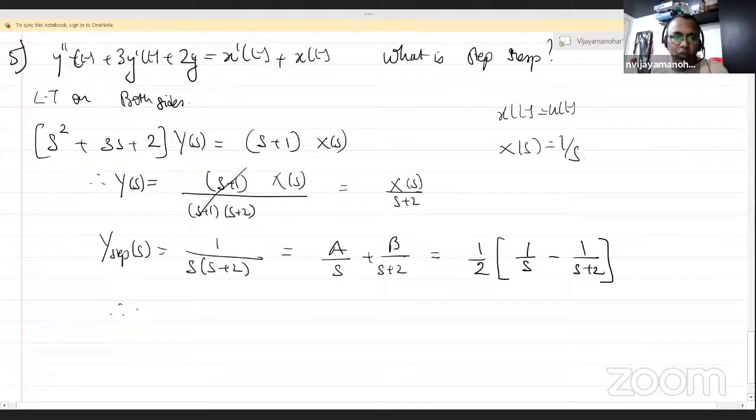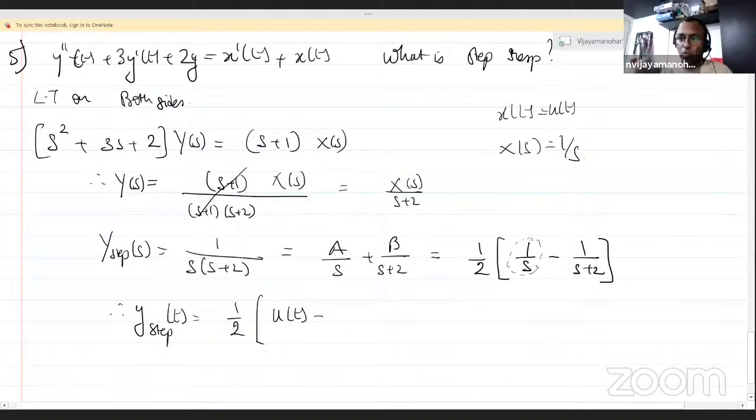So therefore y step of t will look like 1 by 2 into, the Laplace inverse of 1 by s is u of t. Kindly, guys, many people write the inverse Laplace transform of 1 by s as 1. It's not 1. Laplace inverse of 1 by s is u of t. Kindly note, the Laplace transform of 1 does not exist. We need to be very careful.